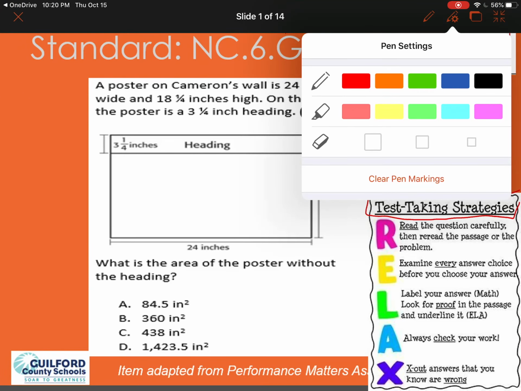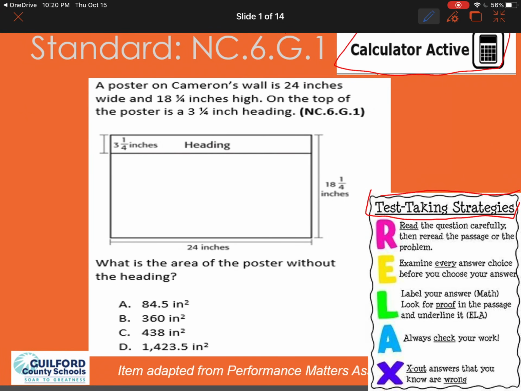And change the color of my pen so it shows up a little bit better. All right, so you always want to read our question carefully. Examine every answer choice. Label your answer. We're also going to label the question. Always check our work and X out wrong choices. So first, let's read our question.